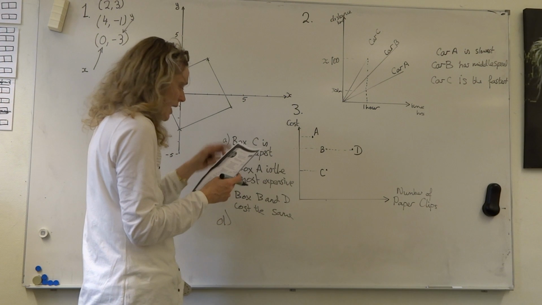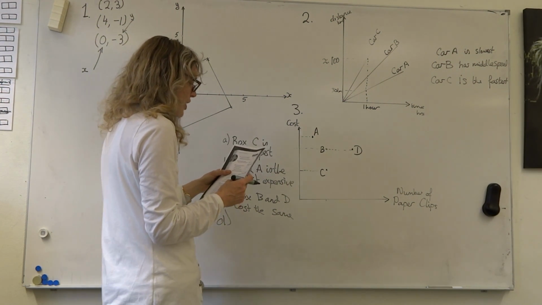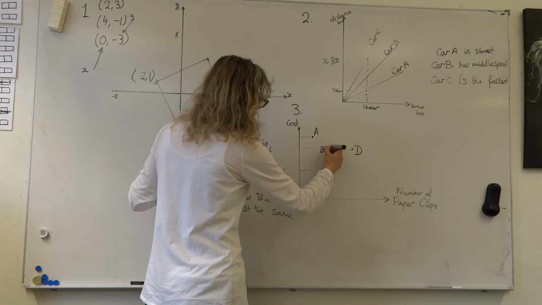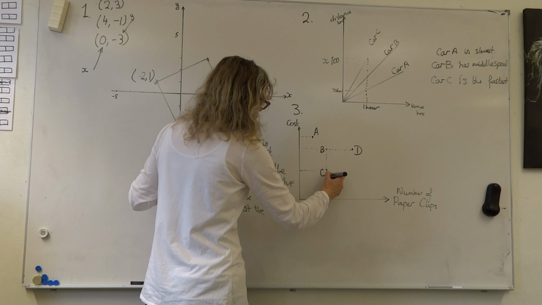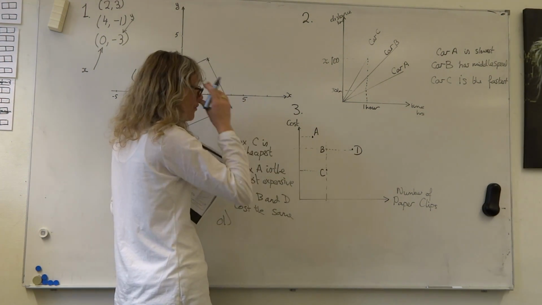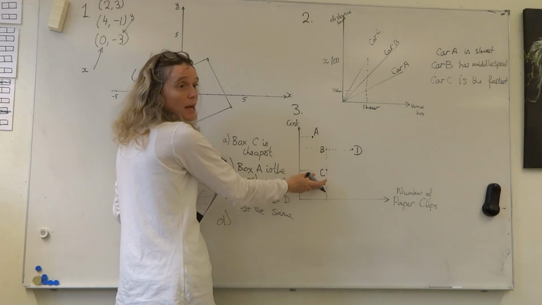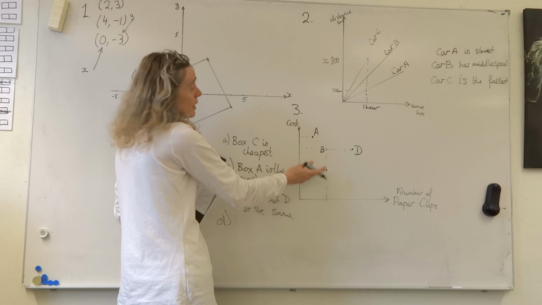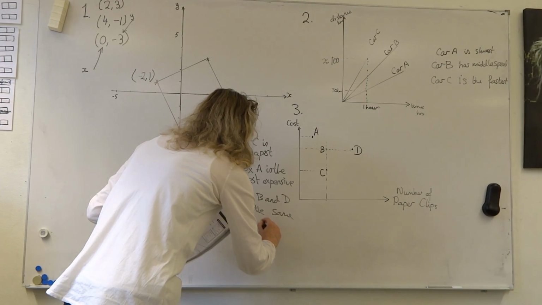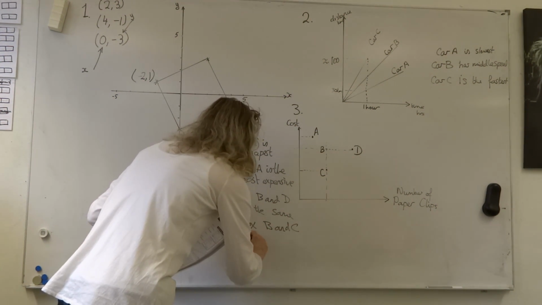And question D, which boxes had just as many paper clips? Well, here's paper clips. It could have been 100 or 50, but there are two boxes that have exactly the same number of paper clips in. They have totally different costs. With box C, you get a lot more paper clips for your money because it's the cheapest, than you do for box B. But box B and C have the same number of paper clips.